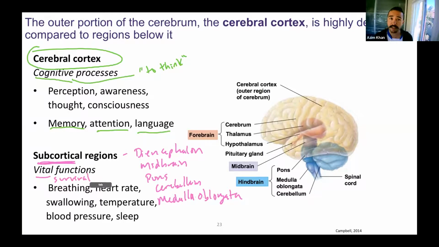Regulating your breathing, regulating your heart rate, your swallowing reflexes, temperature, blood pressure, sleep, all kinds of things you need to do to just live. Having memory and attention is super useful, but it's not essential. If you lose your memory, you can still survive. There are people with, say, Alzheimer's or other memory conditions that can survive for some time. But if you can't breathe, you're not going to live.